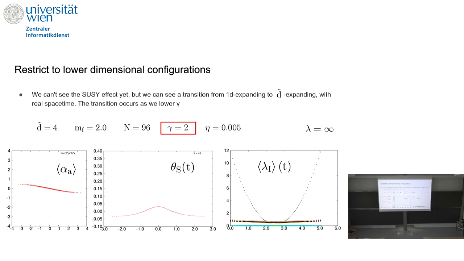So here you see that for gamma equal 2, I have this one-dimensional expansion here. There's also some suppression here, which is interesting to see what it is.